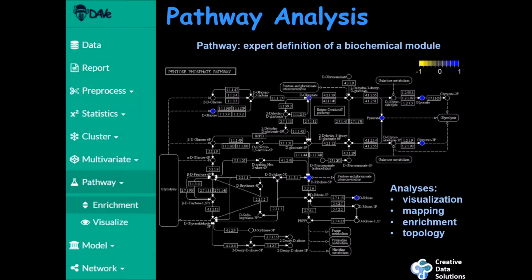So this is really our first opportunity to interpret all of these insights within a biochemical context. A pathway is an expert definition of a biochemical module. Here's an example of the pentose phosphate pathway. What I've done here is map the fold change difference between diabetics and non-diabetics onto the nodes, which represent the metabolites, and the squares in between them represent proteins or genes.